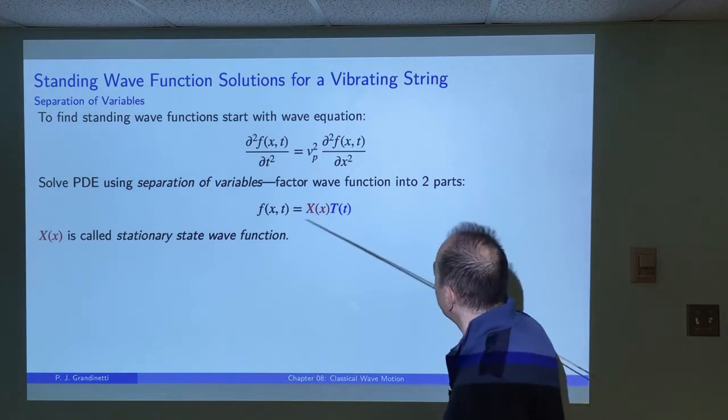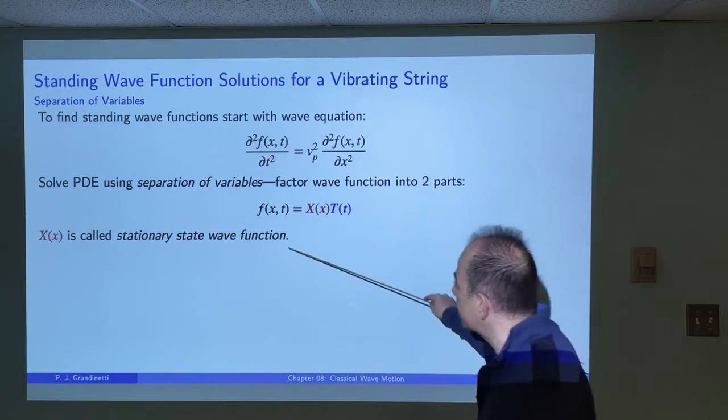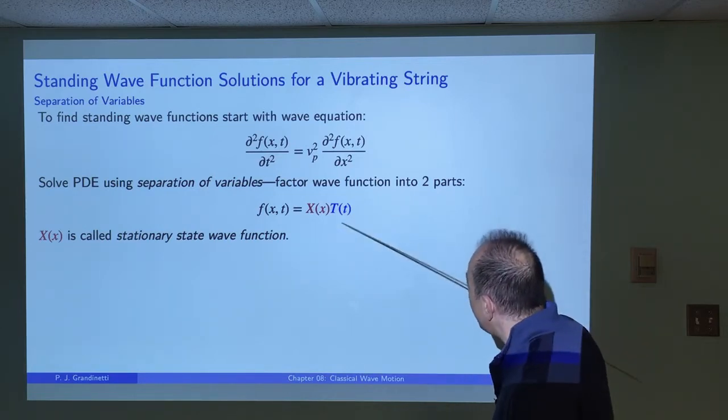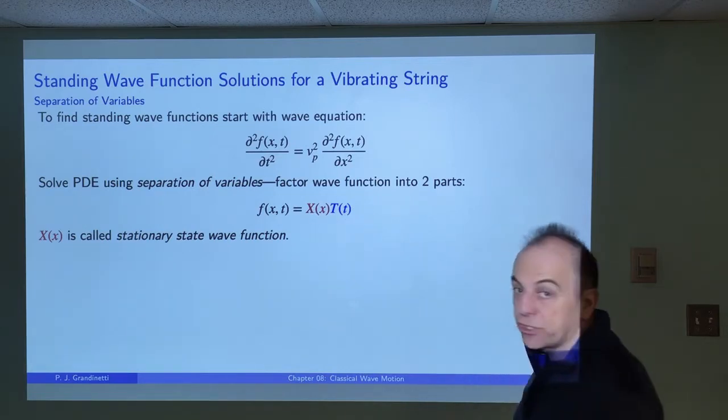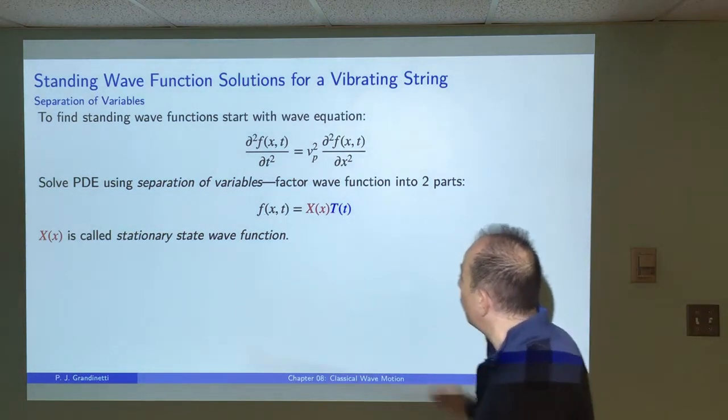So we're going to take this function here, where we have a position-dependent only part. This is called the stationary state wave function, and a time-dependent part. And we take the product of those two functions and we form the full wave function.